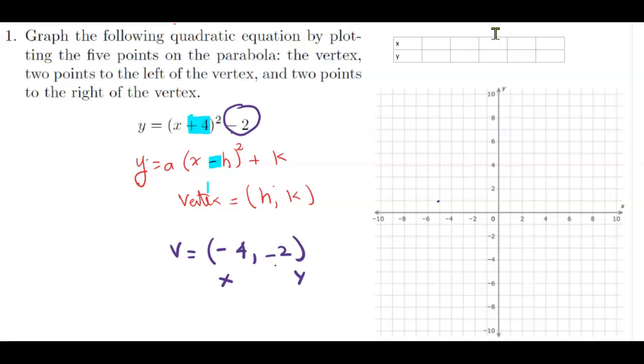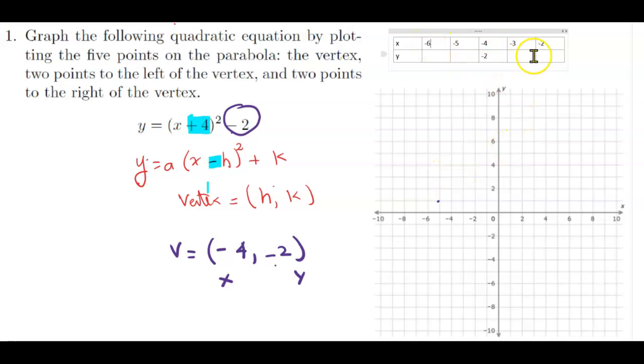Then what you're going to do is plot this. I'm going to put the x and y: minus 4 and minus 2 here. And I need to identify the remaining points. The logical way is to add 1 on the right, so you're going to be minus 3, and this is going to be minus 2. On the left side, you take away 1, so minus 4 minus 1 is minus 5, and this is going to be minus 6.